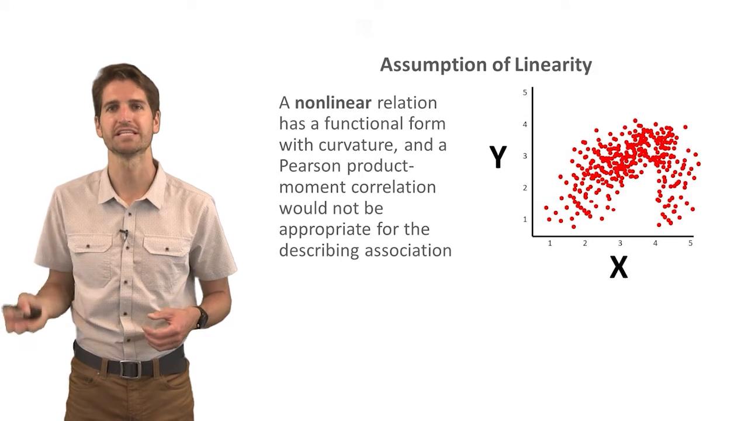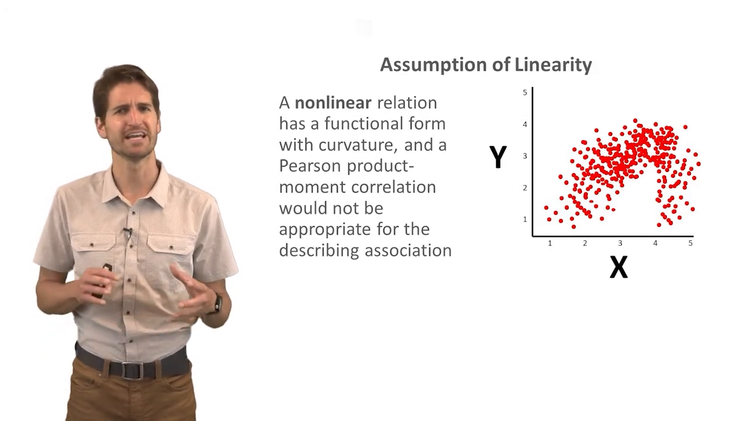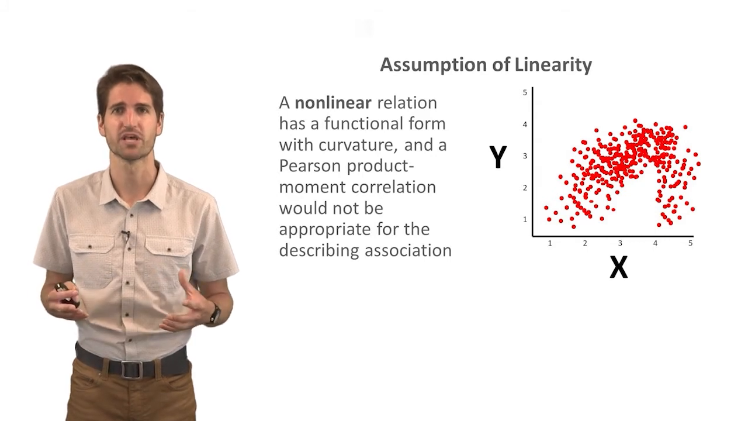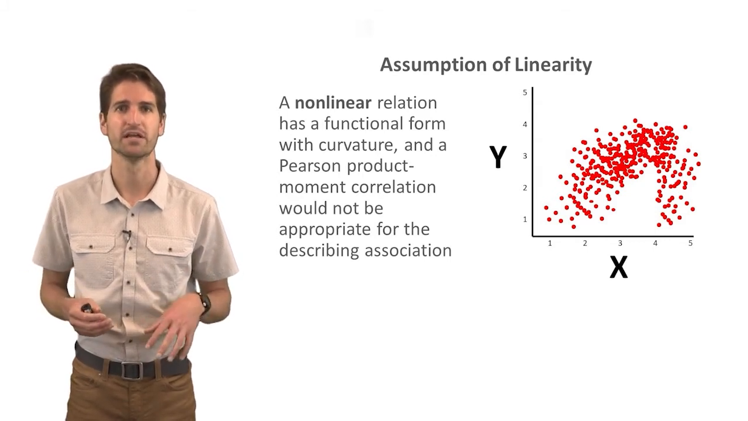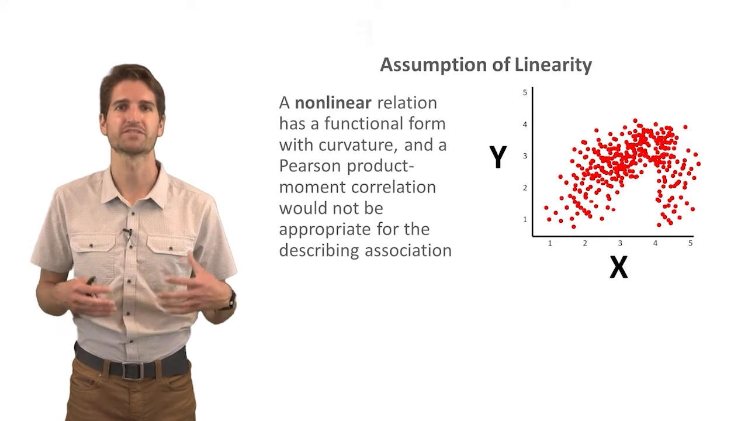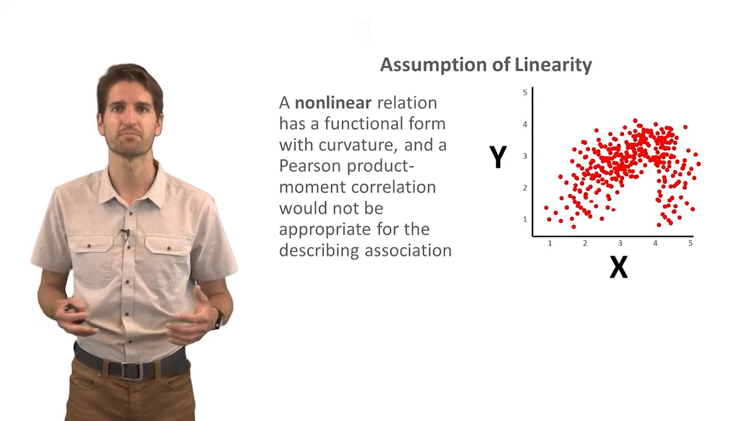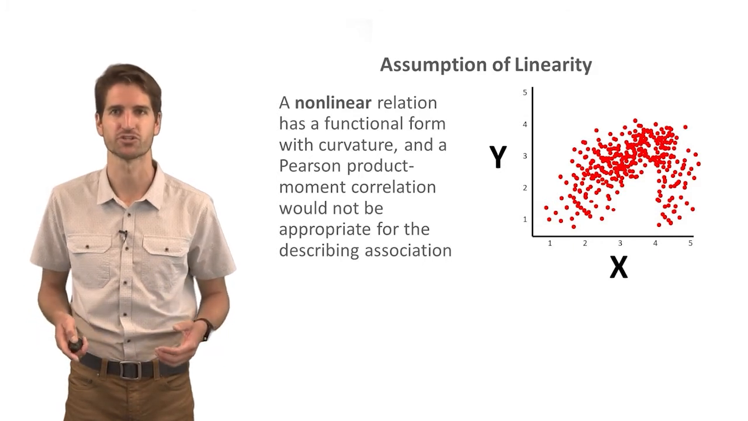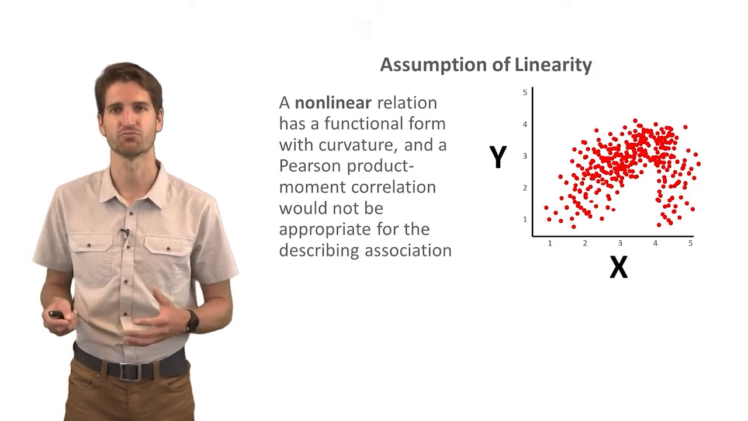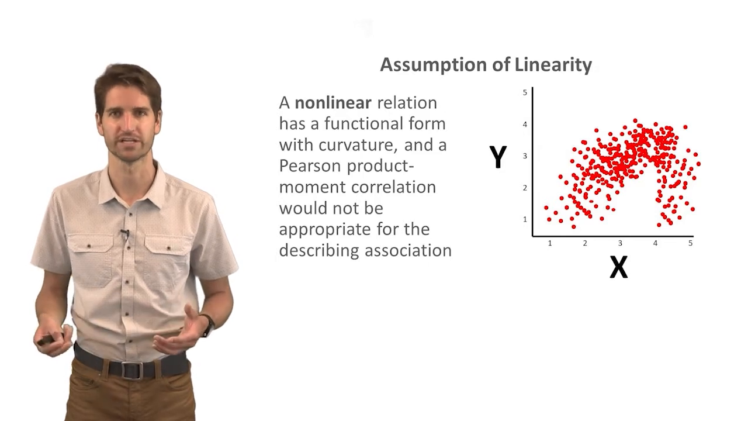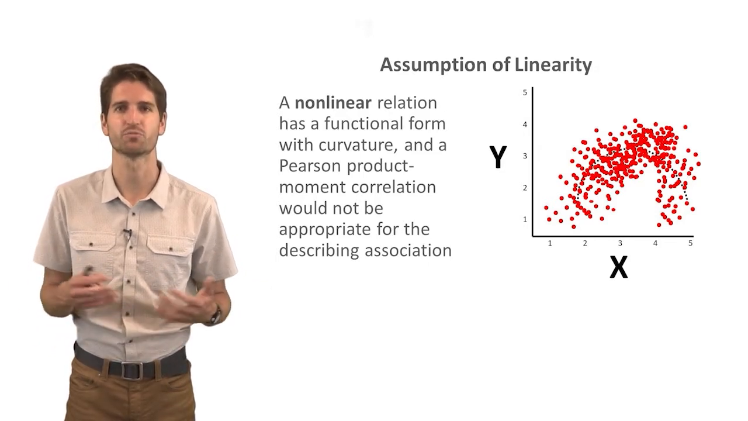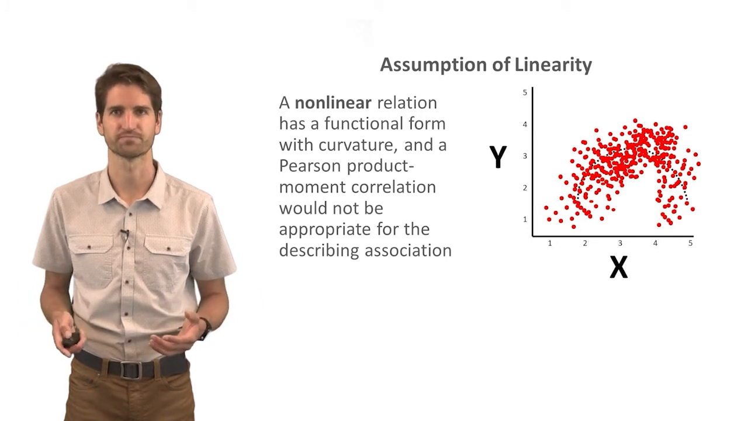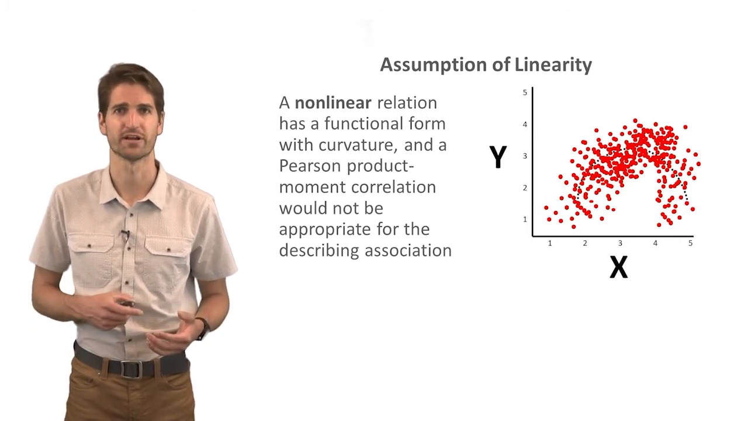Now this is where we'd run into trouble, and we'd violate that assumption of linearity, if we saw something nonlinear in this scatter plot. You're likely not going to see something as clear as this when it comes to nonlinear relationships, but this is just to illustrate the point here. A nonlinear relationship has a functional form with curvature, and a Pearson product moment correlation is not going to be appropriate for describing this association. There are other types of tools and analyses we can use if we're interested in looking at curvilinear relationships. But here you can see, if we superimpose that dotted line, that we do see that curvature. A straight line would not be appropriate here.